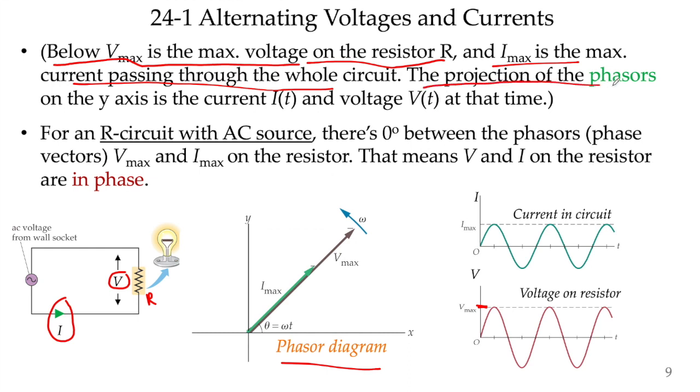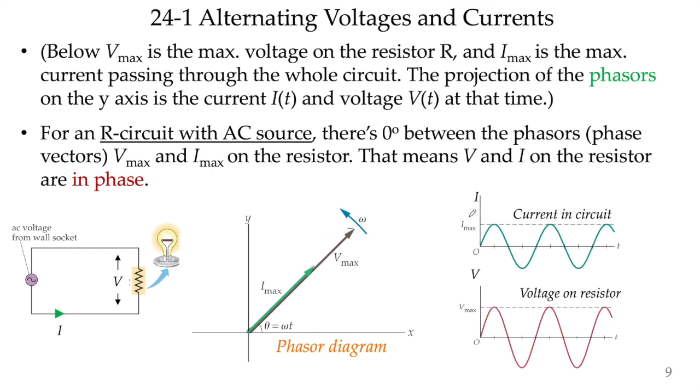So the projection of the phasors means the projection of the phasors on the y-axis. It basically means the components of the vectors, the y components, here this distance or the whole thing, is the current and the voltage at that time, okay? So the current and the voltage have different values at different times, right? So these are I of t and v of t, and there are also the maximum values, like the maximum current and the maximum voltage.